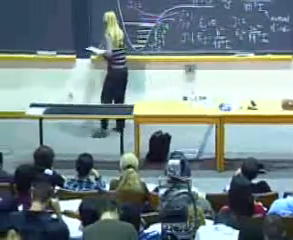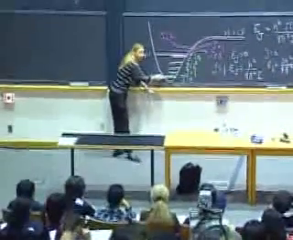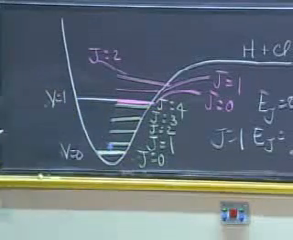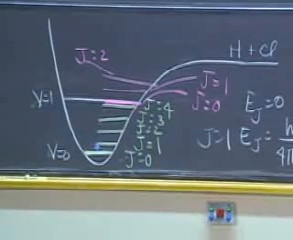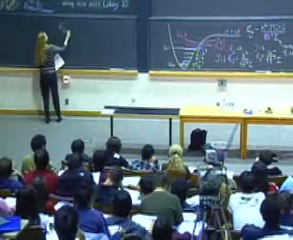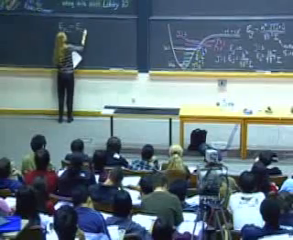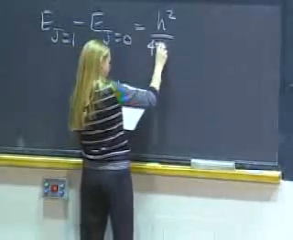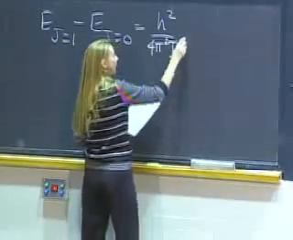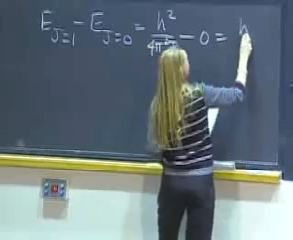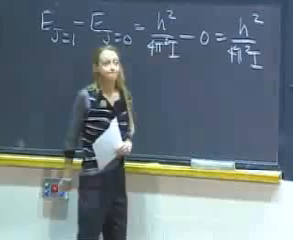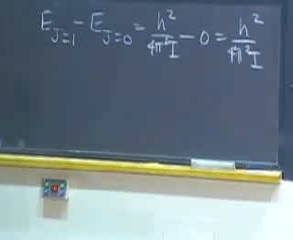Now, suppose I have a molecule at V equals 0, J equals 0, and it makes a transition to J equal 1. What is the energy difference between those states? Well, energy of J equal 1 minus energy of J equals 0. That's h squared over 4 pi squared times I minus 0. That's just h squared over 4 pi squared I. How do we make that transition?